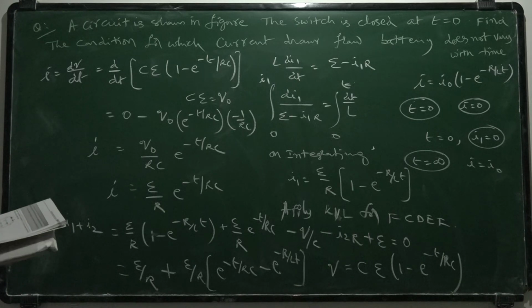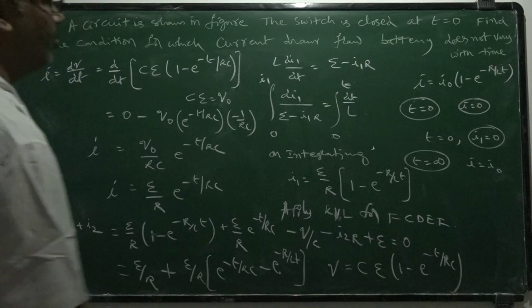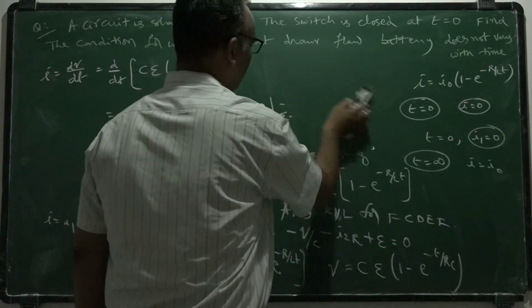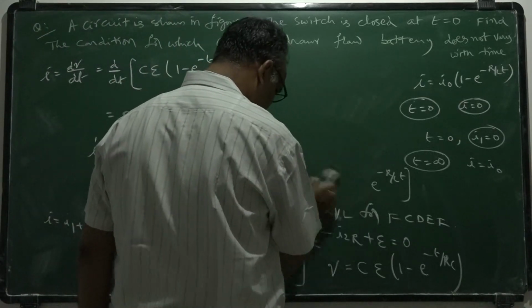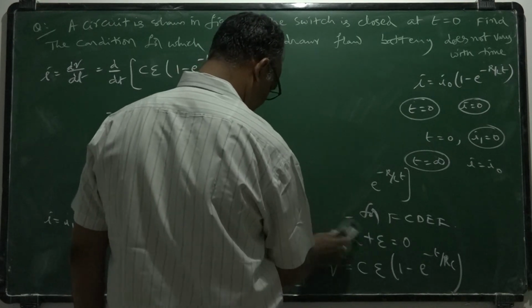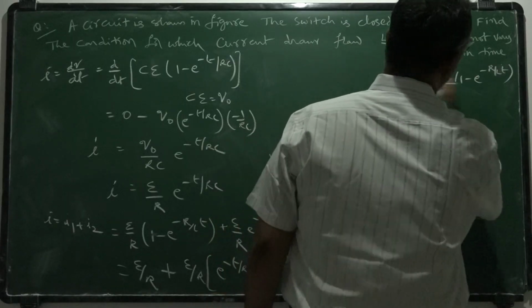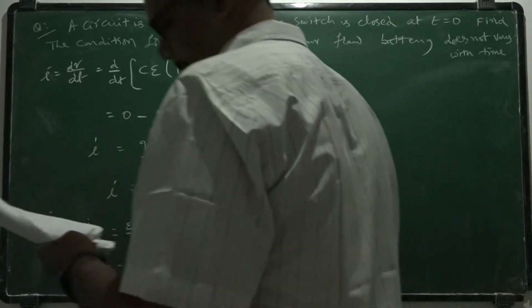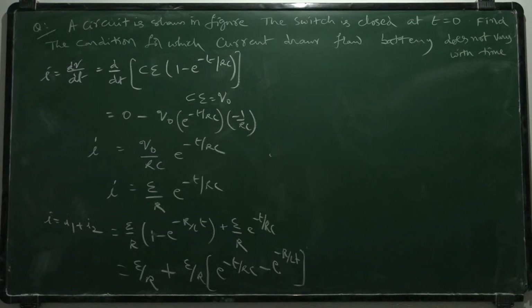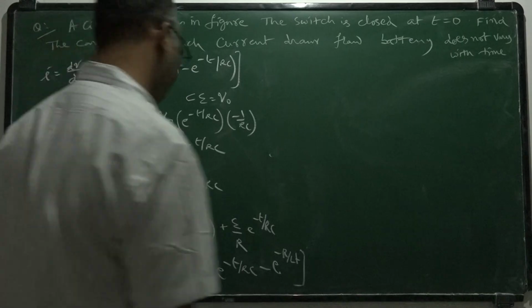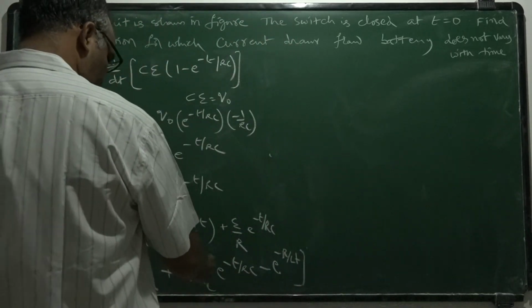As per the question, the current from the battery should not change with time. Current should not be a function of time. It will happen if the current wants to become constant: the term containing t must cancel out. Current should not vary with respect to time.